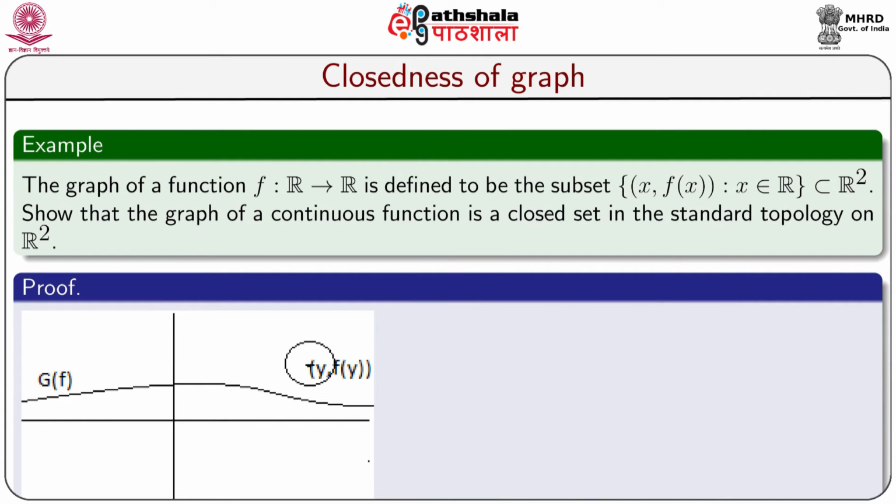This example shows that every graph is a closed set in R2. So, what is a graph? Let f from R to R be a continuous function, then the graph of f is defined as the set of (x, f(x)) such that x belongs to R. This is a subset of R2. The picture of the graph of a continuous function f is shown in the following picture, and it can be easily observed that the graph is a closed set.